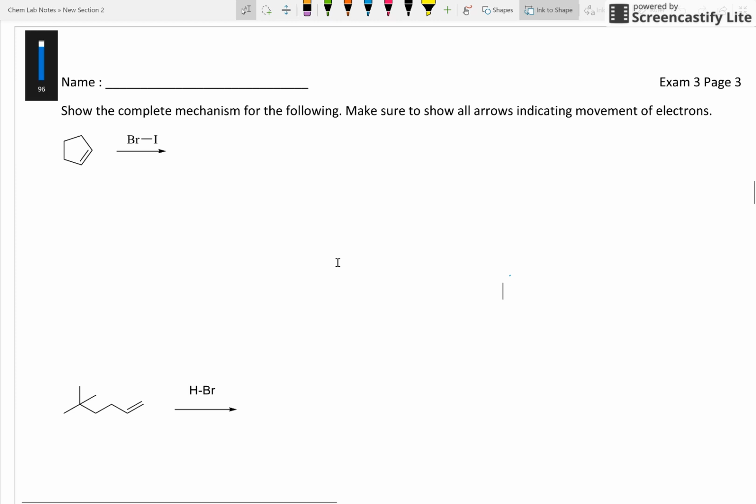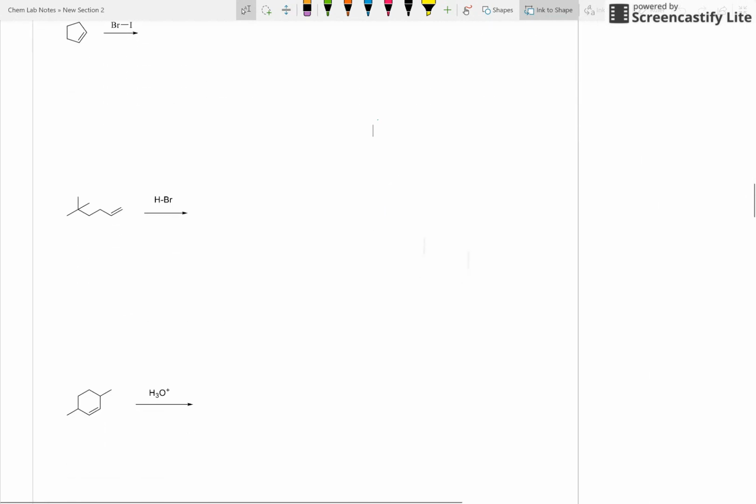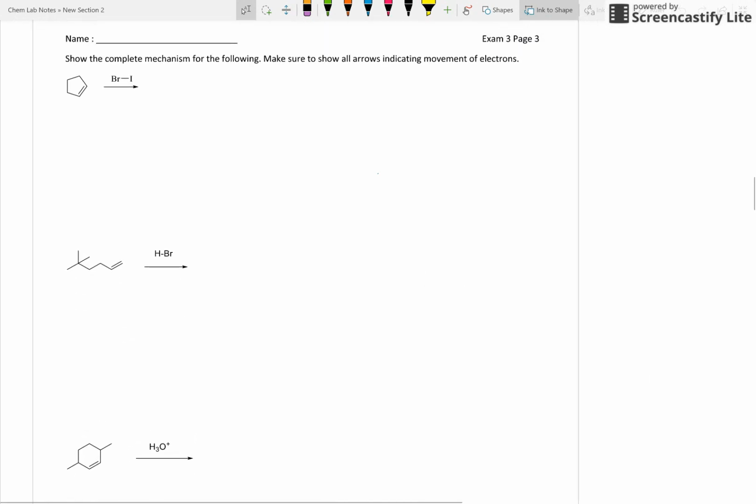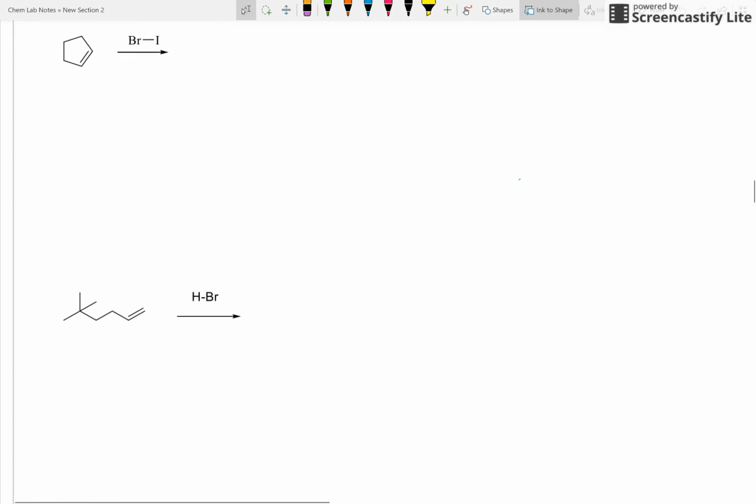Okay, so we're looking at page 3 of the exam. I'll just zoom out here so you guys can see what it is. So page 3 of exam 3 for spring 2018. And you can see it's asking us to draw the complete mechanisms for the following, making sure that we show all arrows indicating the movement of electrons, right? So basically it's just saying, draw me the mechanism for everything that's going on here.